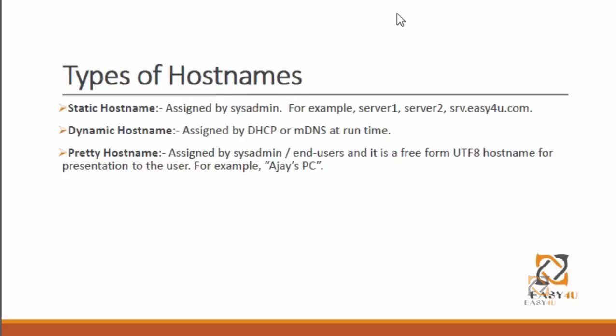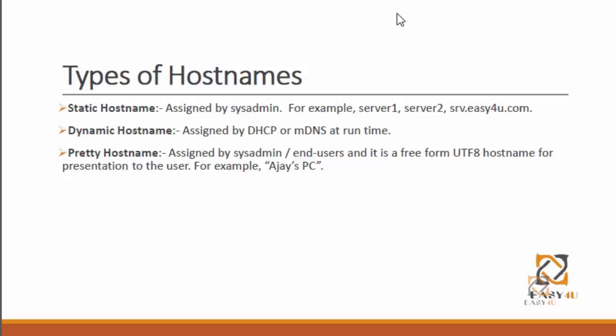There are three types of hostname used in Red Hat Linux machine. First one is static hostname, assigned by the system admin, for example server1, server2, srv.easyforyou.com. These hostnames are called static hostnames.